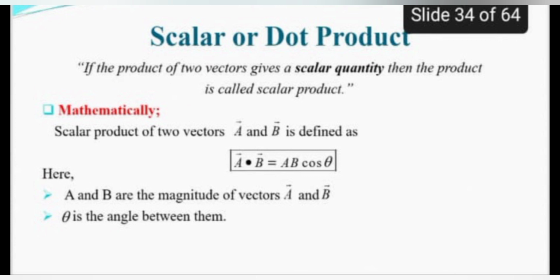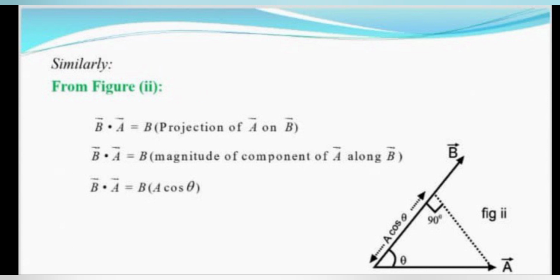The scalar or dot product: if the product of two vectors gives a scalar quantity, then the product is called the scalar product. Mathematically, the scalar product of two vectors A and B is defined as A dot B equals A B cos theta, where A and B are the magnitudes of vector A and vector B, and theta is the angle between them.